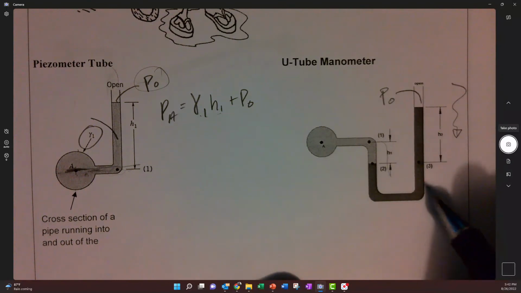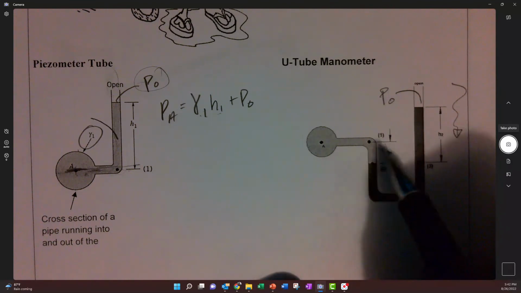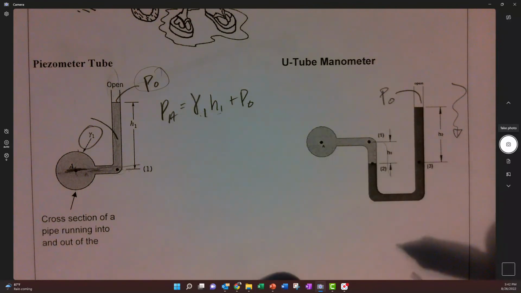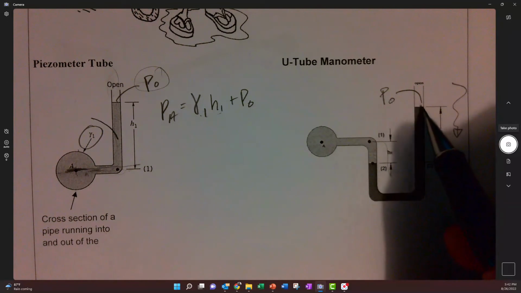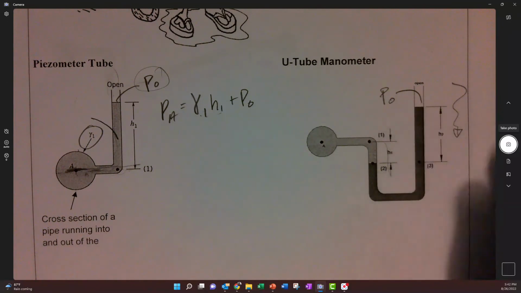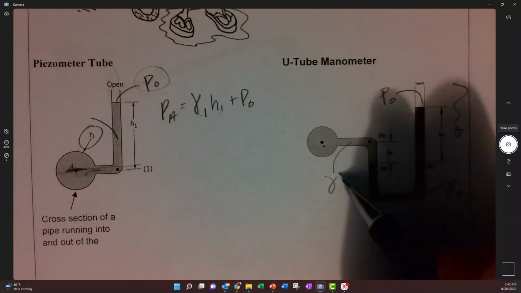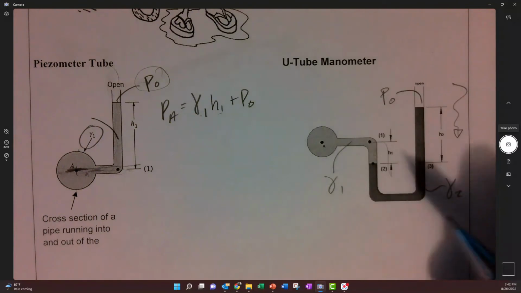And so this density right here, do you want to say it has to be more dense? Yes, it needs to be denser than this for this to float on top of that, right? That's an important thing to recognize. So I decided to call this gamma 2, and I call this gamma 1, just arbitrarily, right?